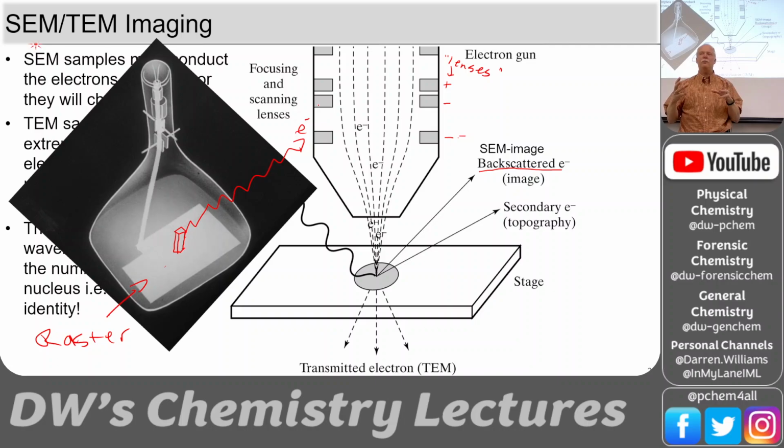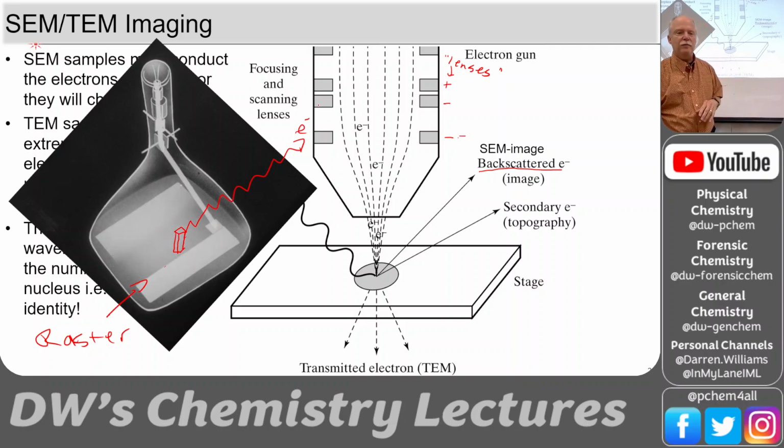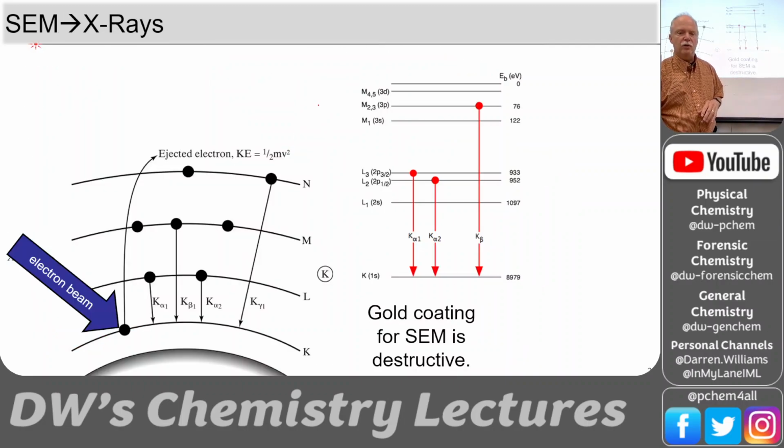We're spraying it with charged particles, so the surface can charge up. So this is a problem. We have to coat this with gold, because we're hitting it with so many electrons. Gold coating for SEM is destructive. Sometimes you might have a sample that you want to preserve, and to coat it in gold, you've changed the sample now. So you have to be a little bit careful. It can be seen as a destructive technique.